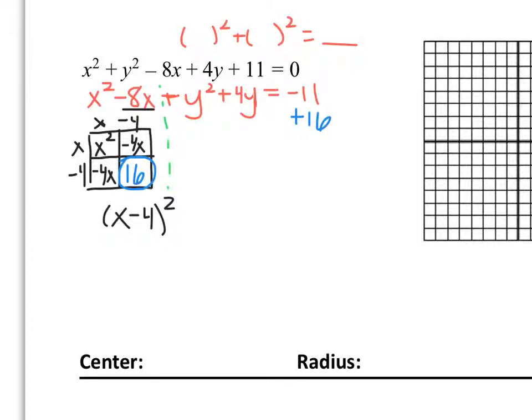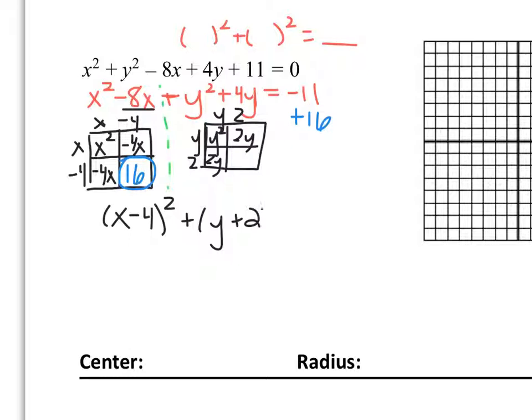Now we're going to do the same thing with y. So y squared, split the linear term in half, 2y becomes y and y, 1 and 1. So plus (y plus 1) squared. The gaping hole is 1, so we need to add 1 to the other side. And then we add up all of this, and we're going to get 9. So my center would be (2, negative 1), with a radius of the square root of 9, which is 3.